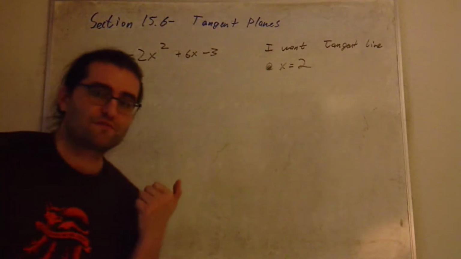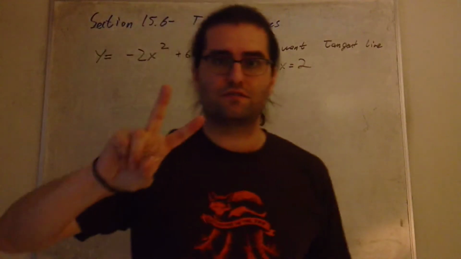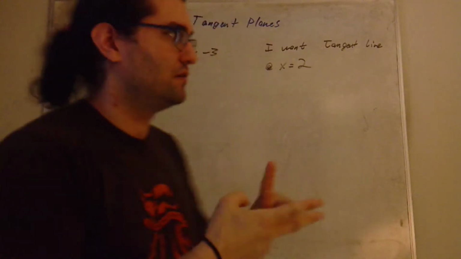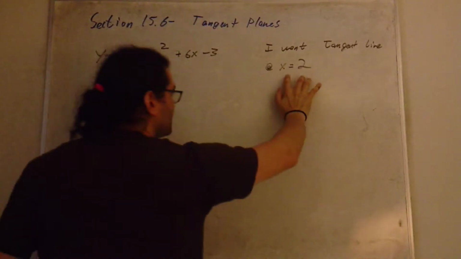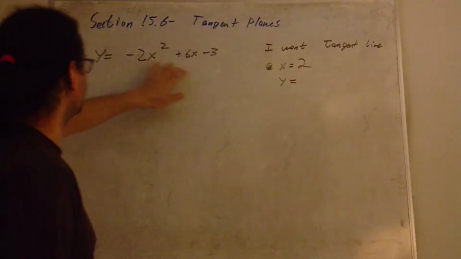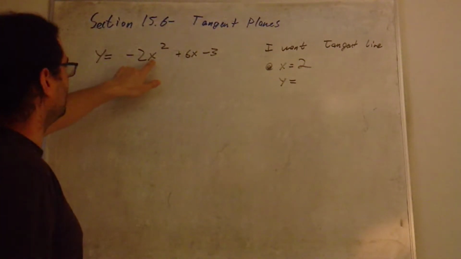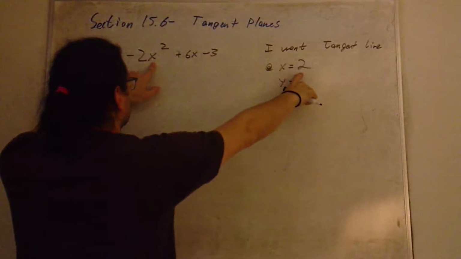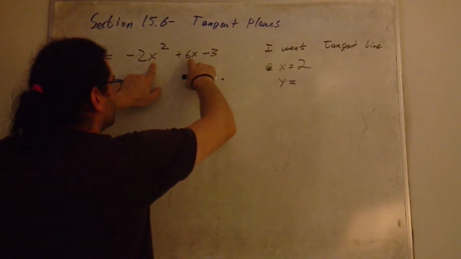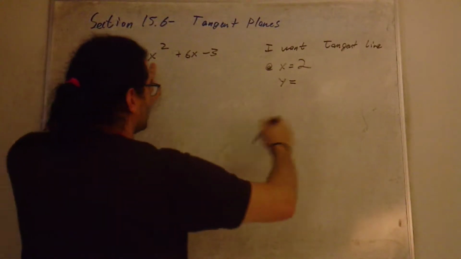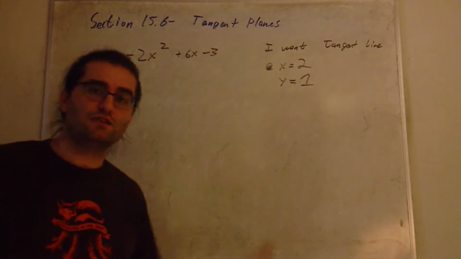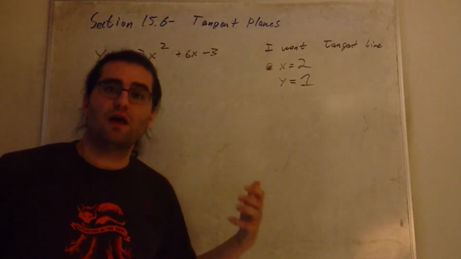So, to get a tangent line, we need 2 things. We need the slope and a point. We have half of a point. We can get a y value by plugging this into this equation. That will give me 2 squared is 4, times 2 is negative 8, plus 12 is 4, minus 3 is 1. Okay, so I have a real nice point here. The point is (2, 1). So I do need that y value. That'll be important later.